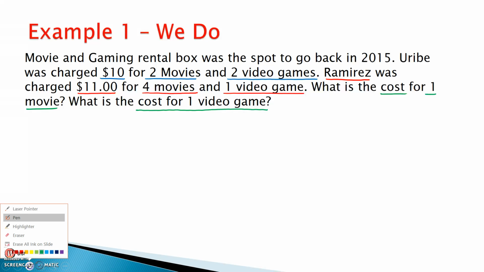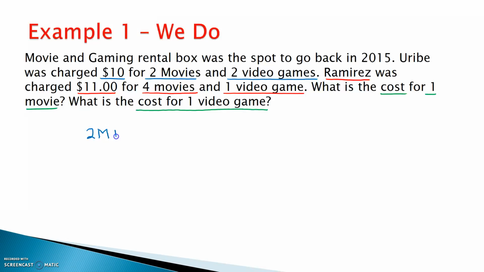So here's the awkward part for today. How do I write an equation that represents this? Well, let's go back to Uribe here. Uribe was charged $10, so that should be my total. That's my total at the very end. I rented 2 movies. How can I represent 2 movies? Okay, I can say 2x. I'm going to go with m just so that I remember that if I'm talking about m, I'm talking about movies. Could you say x? Absolutely, go for it. And then I also rented 2 video games. So in addition to that, I also got 2 video games.